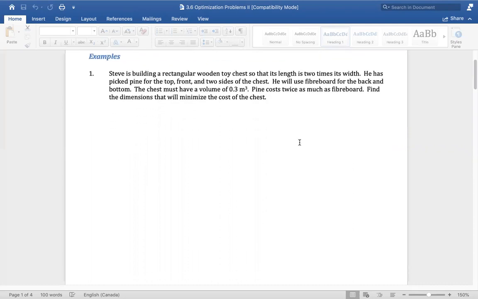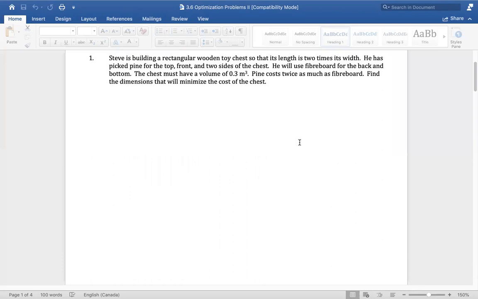So Steve is building a rectangular wooden toy chest so that the length is 2 times its width. So again, if you have a highlighter or a different color, for these questions it might be good to just point out what you think the important information is. So the length is going to be 2 times its width. So we'll write that out when we do the diagram.